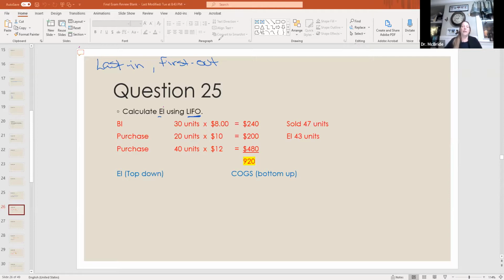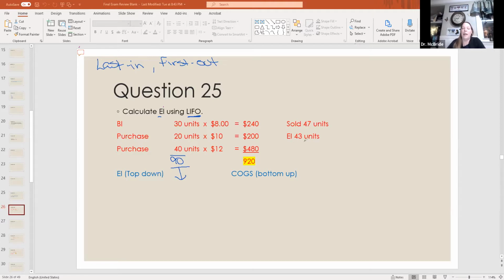So if we're doing ending inventory for last in, first out, ending inventory is what's left. Oh, I forgot to erase. Top down. If we start last in, first out, for ending inventory, what's left is going to be at the top layers, and we're going to work our way down. Here's our beginning inventory and our two purchases at $8, $10, and $12 a unit. I've added up all of them. So I have 40, 50, 60, 70, 80, 90 units available to sell, and they cost a total of $920.